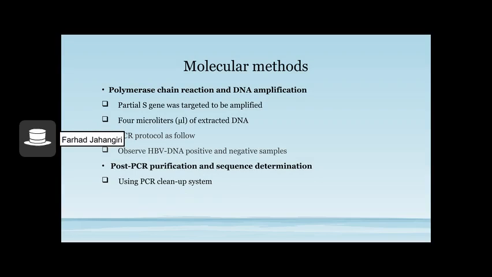Polymerase chain reaction and DNA amplification. Partial S gene was targeted to be amplified in this study. A product of 491 base pairs of partial S gene was amplified using forward and reverse primers, respectively, corresponding to nucleotide positions 370 to 861.